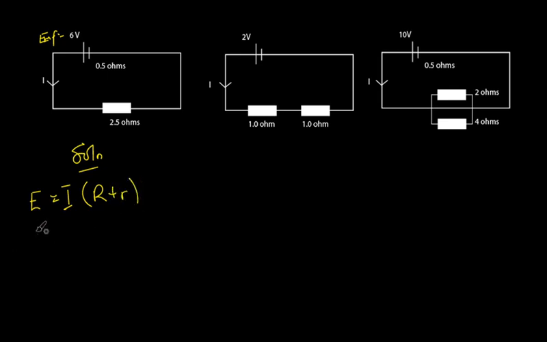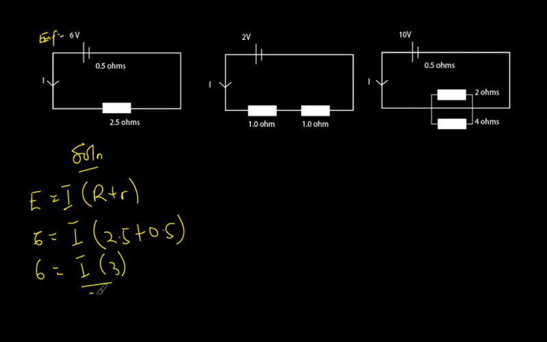Okay, now the EMF in this example is 6 volts, so we write 6 is equal to, we don't know the current, that is what we are looking for, so we have I. And then the resistance offered by this resistor is 2.5 ohms, so it's 2.5, plus the internal resistance of the cell, 0.5 ohms. So we have 6 is equal to I times 3. We divide both sides by 3, then we get our current to be 2 amperes. So in this example the current flowing through this circuit is 2 amperes. Beautiful.